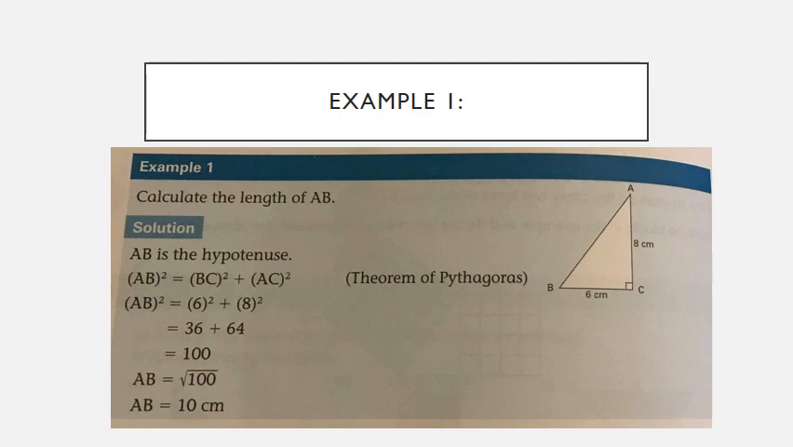How do you get just AB alone? By square rooting AB squared. Square rooting the AB squared will cancel out and you will be left with AB. But what you do on the left-hand side, you have to do on the right-hand side. So the square root of 100 is then 10. So AB's length is 10 centimeters.